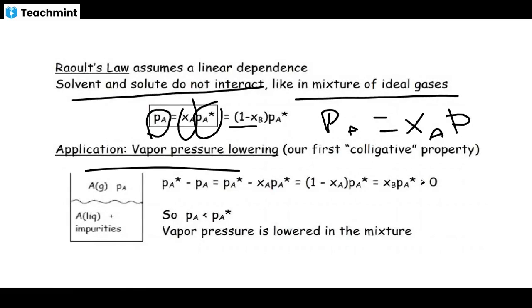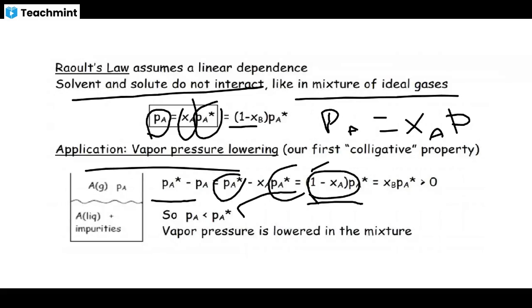Consider the difference Pa star minus Pa. Pa is the pressure when Xp is added, and Pa star is the pressure when there is no Xp, pure A. The difference is Pa star minus Pa. Pa is nothing but Xa into Pa star, and Xa is nothing but 1 minus Xp. Then you get 1 minus Xa, taking the Pa star outside. 1 minus Xa is nothing but Xp. So Xp times Pa star is greater than 0, because both are positive values.